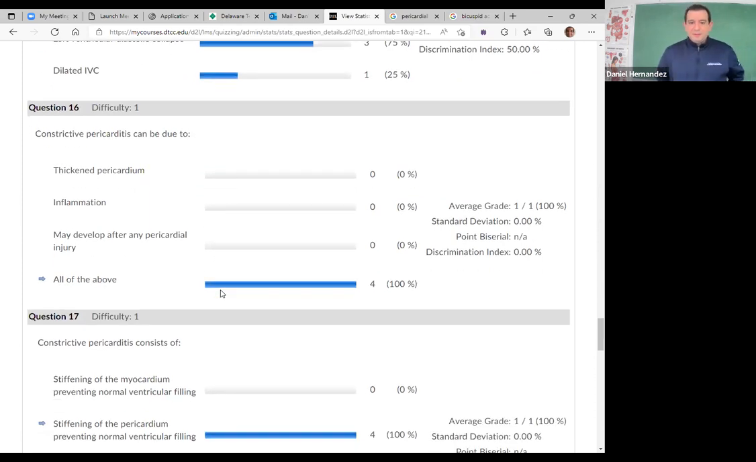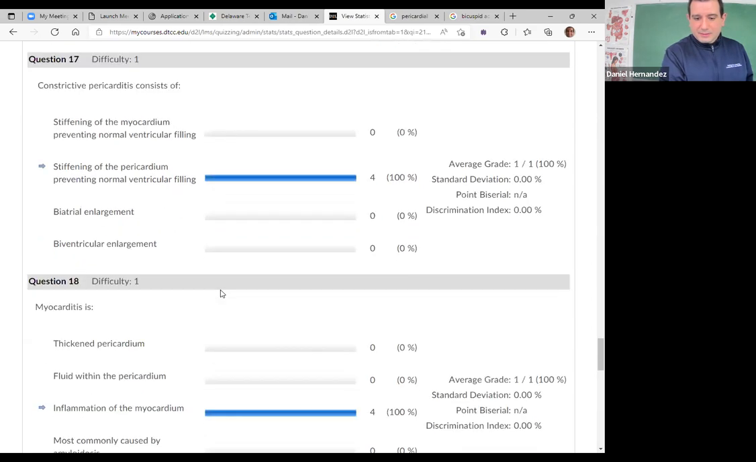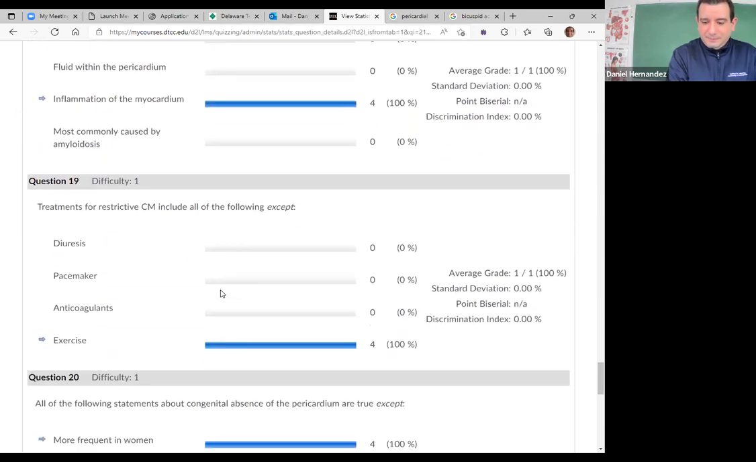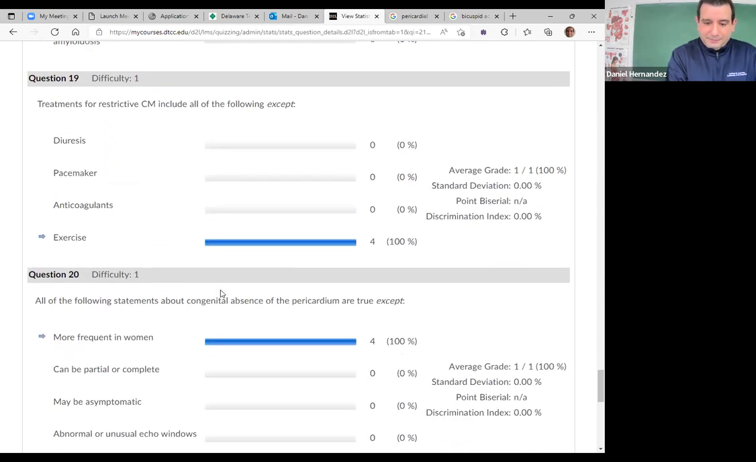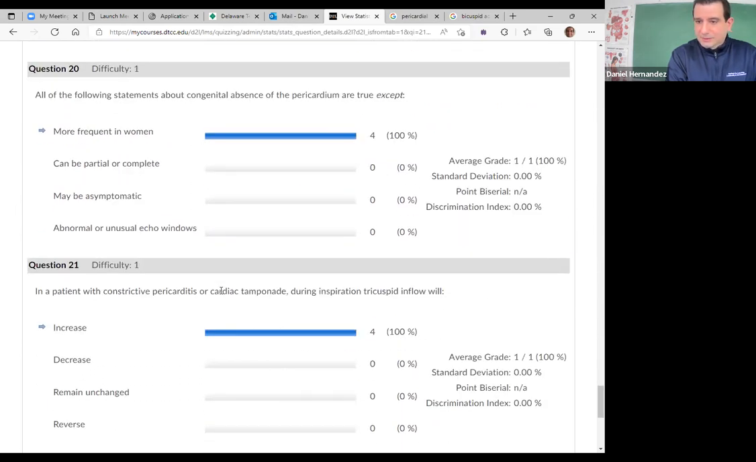Constrictive pericarditis can be caused by all of the above. Constrictive pericarditis, stiffening of that pericardium, preventing normal ventricular filling. See if there's anything that you guys got wrong.